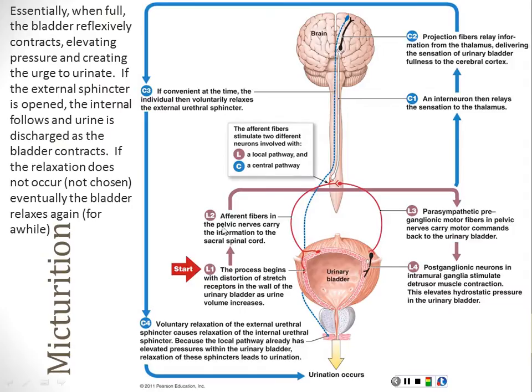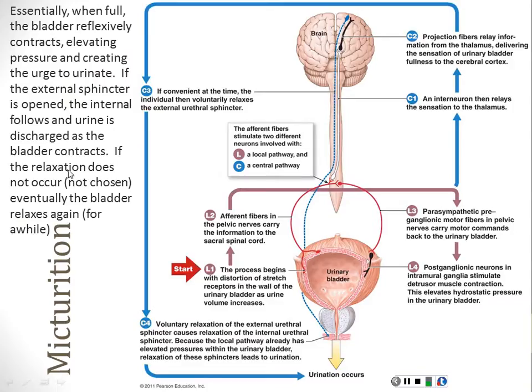Now, when that signal of stretch occurs, another signal is sent up to the higher centers of the brain. So through the spinal cord, up through the thalamus, it relays up to the cerebral cortex the sense of urinary pressure, or a full bladder. Now, the cerebral cortex then has a decision to make, as the book says.